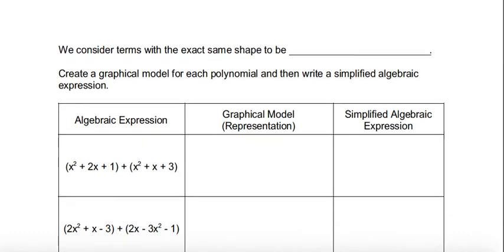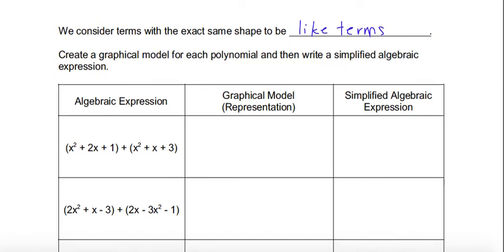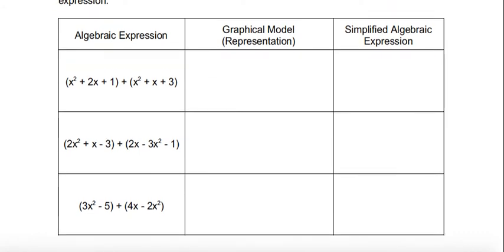So we consider terms with the exact same shape to be like terms. And we use that terminology and that strategy to simplify those algebraic expressions. So let's do a couple of more examples. This time you'll notice that our algebraic expressions are separated by each other using brackets. The same strategy we're going to apply for these ones.